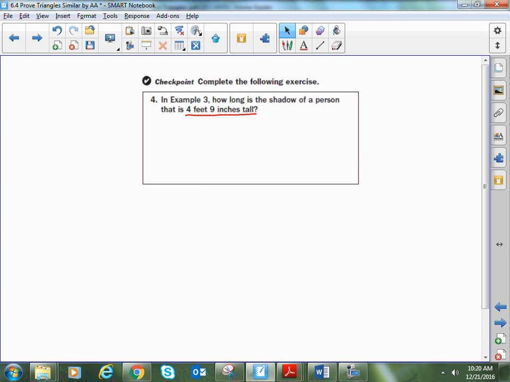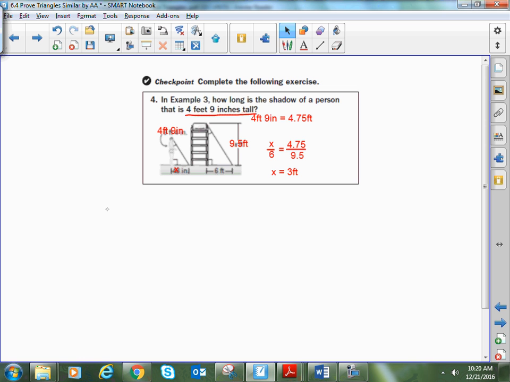All right, guys. Hopefully we have a really good answer here to see how long the person's shadow is. What I did was look at it in the same situation. Now we're looking for the shadow. So I took the original image and said, okay, we're looking for this now, and the new person's height is this. If I look at 4 feet 9 inches, that's the same thing as 4.75 feet, because 9 inches is 3/4 of a foot. And we already figured out that the chair was 9.5 feet tall.